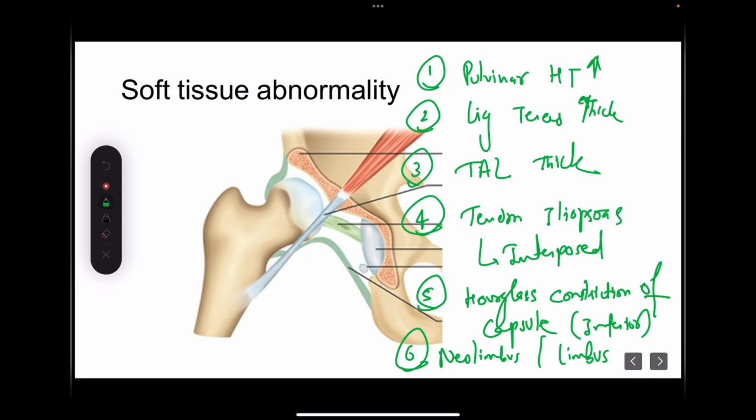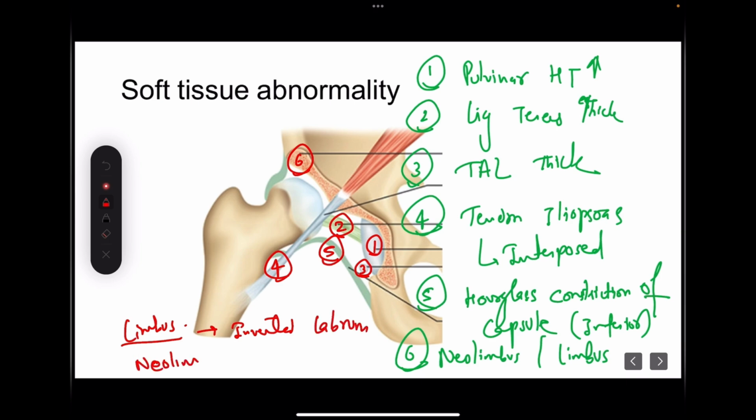So in this picture, all these structures I will be marking. Pulvinar is 1, ligamentum teres is 2, transverse acetabular ligament is 3, tendon of iliopsoas is the 4th one, hourglass constriction is the 5th one, and development of limbus and neolimbus are 6th. Limbus is inverted hypertrophied labrum, and neolimbus is hypertrophied superolateral cartilage of the acetabulum. This bumpy thing. Both limbus and neolimbus are a hindrance to the relocation of the dislocated hip.